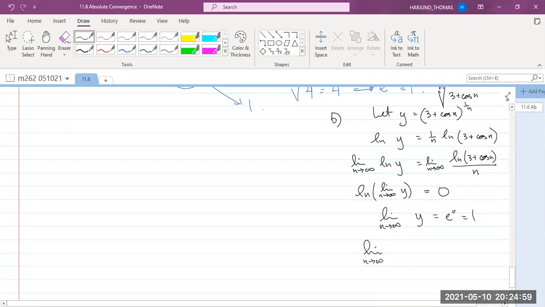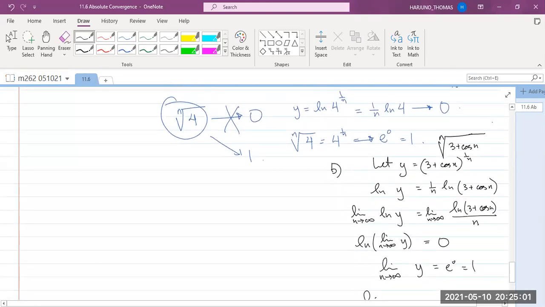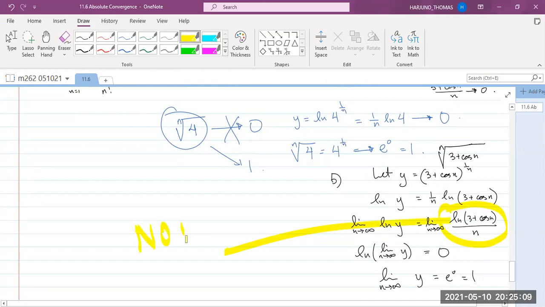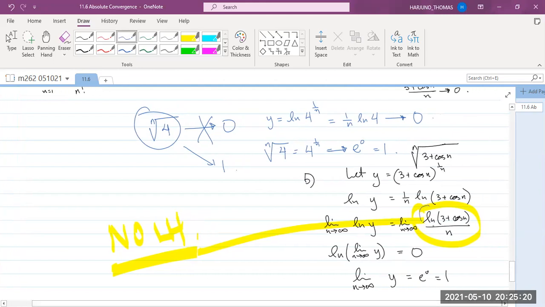Now, some of you incorrectly applied L'Hopital's rule here. No, you can't. No L'Hopital's rule when it is a sequence. That's one. Another reason you cannot apply L'Hopital's rule is this: the denominator goes to infinity, that's true, but natural log of 3 plus cosine n is not going to infinity. It's bounded, by natural log of 4 above and natural log of 2 below.